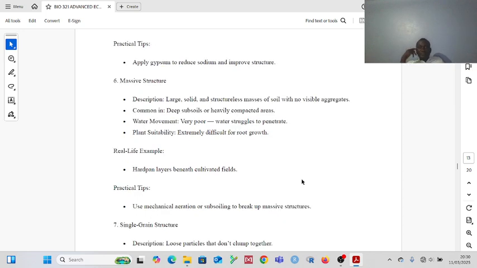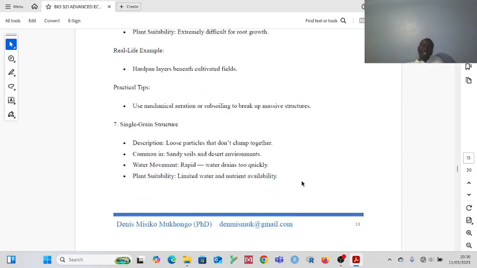The other type is the massive. These are large, solid, structureless masses of soil. You get to some area and you cannot describe the type of aggregate, all you see is just a large, solid mass of soil. Such is a massive structure. The other one is the single grain, made up of loose particles which don't clump together, and as you would expect, it is largely found in sandy soils and in desert environments.